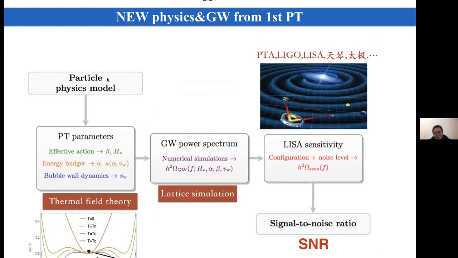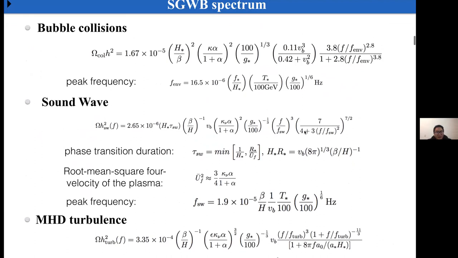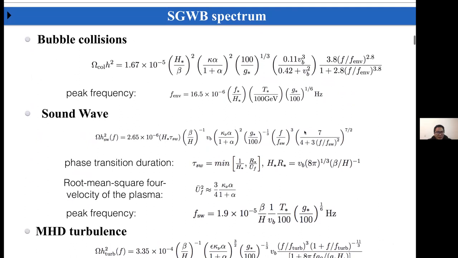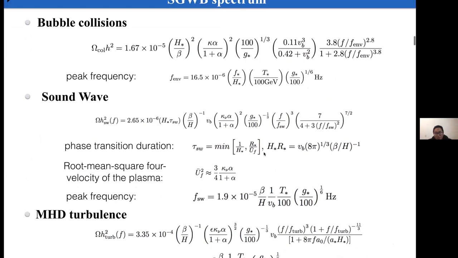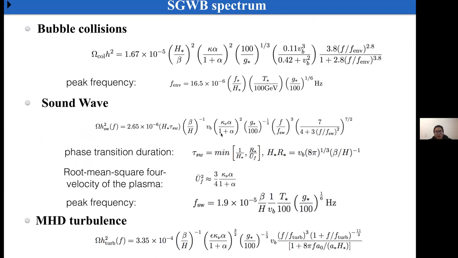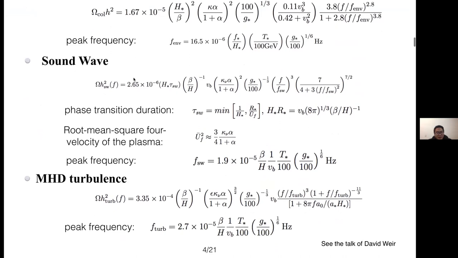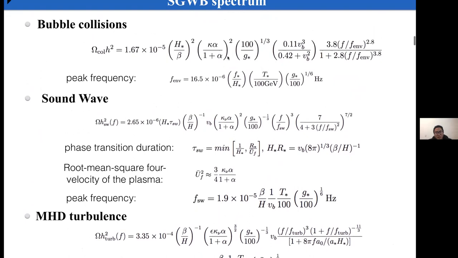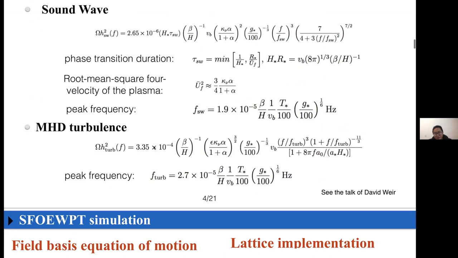After many years of development, especially of lattice simulations, we now have the gravitational wave power spectrum of the phase transition. The first one is bubble collisions. Usually this contribution is considered smaller than the sound wave. Here is the sound wave, but we need to keep in mind that this is only limited to some thermal phase transitions. For example, in some supercooling cases, the bubble collisions may be much larger. And MHD turbulence is much smaller than some others.